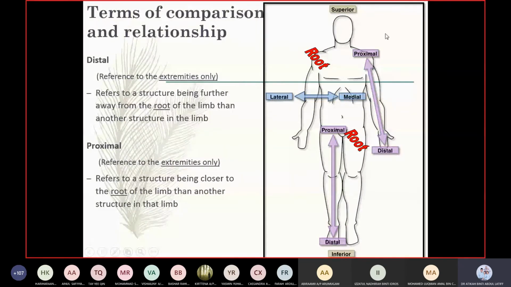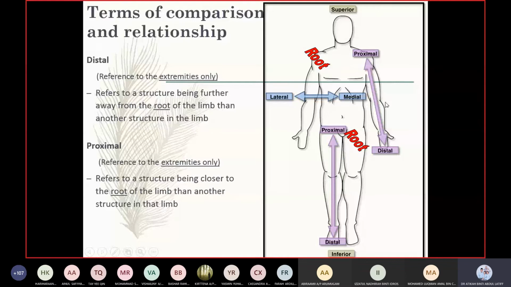The root of the upper limb is your shoulder joint, and the root of your lower limb would be your hip joint. Anything closer to your root, which is your shoulder or your hip joint, will be proximal. Something distal would be moving away from the root.